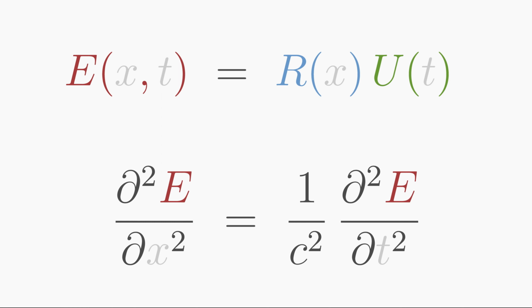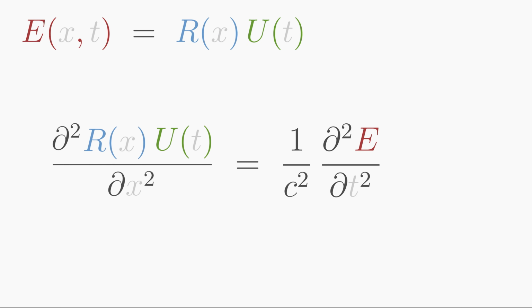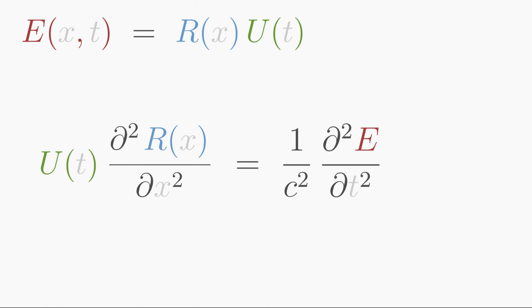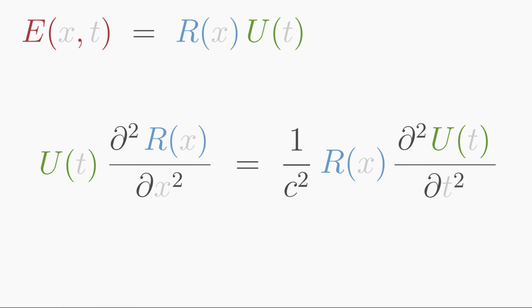In the wave equation, we have a second derivative of E with respect to location x and a second derivative with respect to time t. Differentiating the product ansatz with respect to x yields U times the second derivative of R with respect to x, since U is independent of x and thus acts like a constant. In contrast, in the derivative of the product with respect to time t, the function R acts like a constant because it does not depend on t. The goal now is to separate everything that depends on x from what depends on t. For this, we divide this equation by R times U.